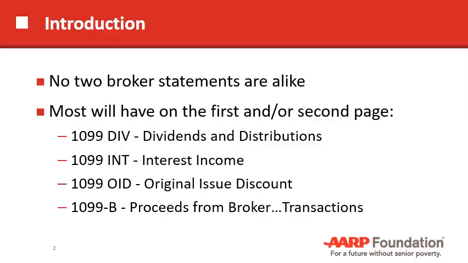Unfortunately, the IRS does not require consistency, so broker statements vary from payer to payer. There is some consistency. Most are going to have on the first or second page a 1099 DIV or INT, forms we're familiar with. There might be an OID for original issue discount, and then there will be a 1099B, which is a form for reporting the transactions of capital gains or losses.